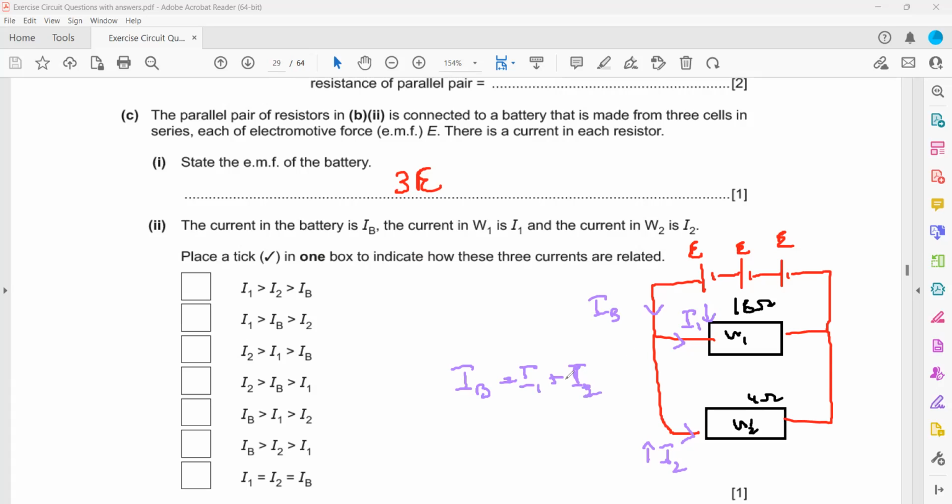So we have to mention which one will be the highest. Which one is the highest? IB is more than I2 and I2 is more than I1. So which combination? The second last combination is correct. That shows that the total current will be more than I2, and I2 will be more than I1. Is this part clear?